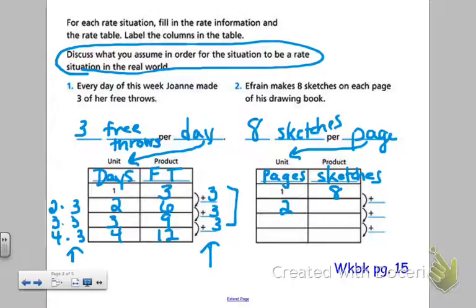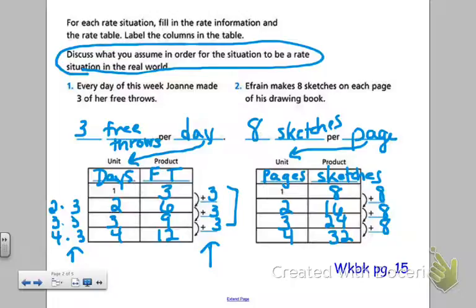That means on the second page, we're going to be up to 16 sketches. On the third page, we're up to 24. And now by the fourth page, wow, we've got 32 sketches done. So what's been happening is he's been increasing the number of sketches that he makes by 8 every single page.